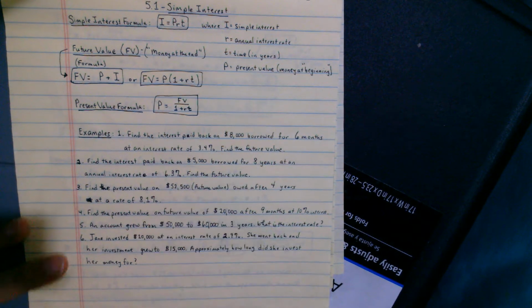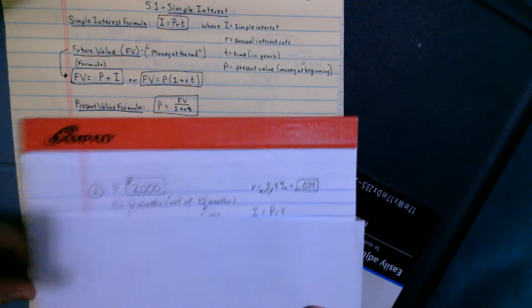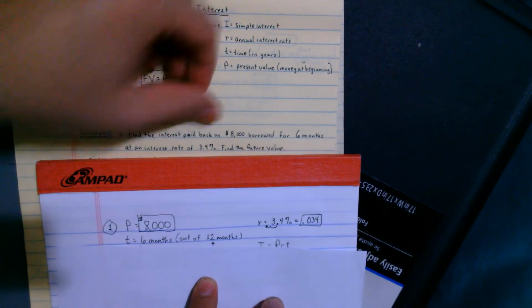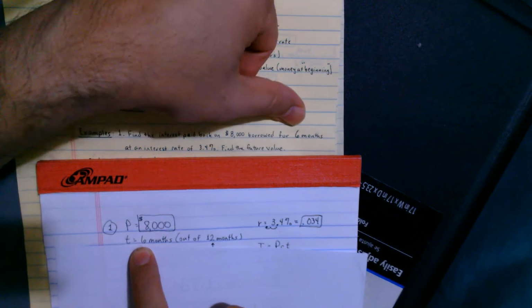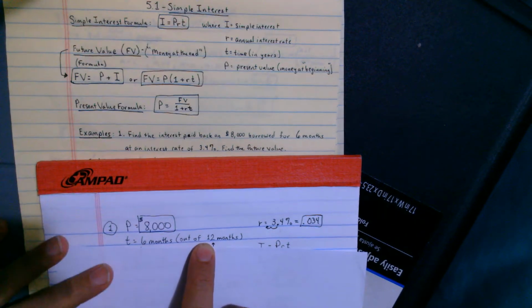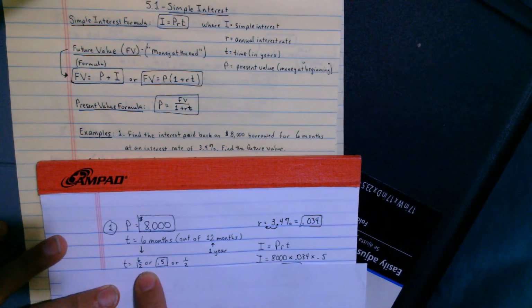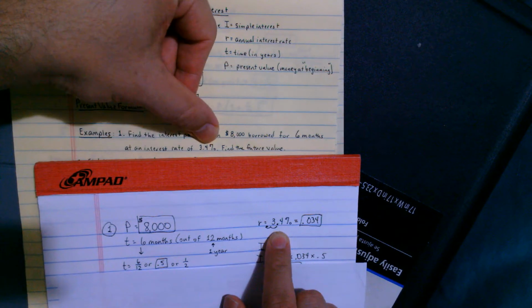Find the interest paid back on $8,000 borrowed for 6 months. Okay? So it says find the future value. Notice here that the money you borrow is $8,000 as your principal. Your time is 6 months. Now this is out of 12 months. This is per year. So out of 1 year, there are 12 months. So 6 months is 6 out of 12, or half a year. The interest rate was recorded as 3.4%.